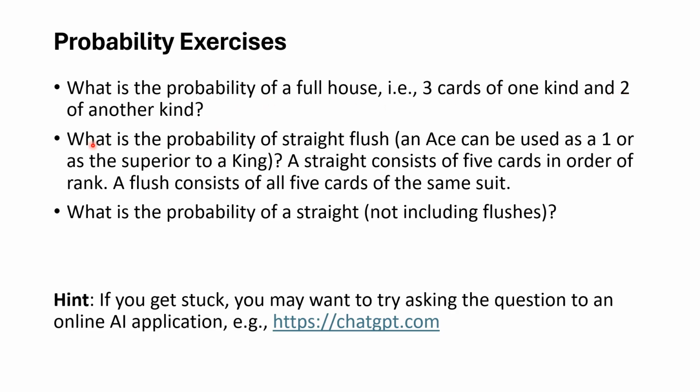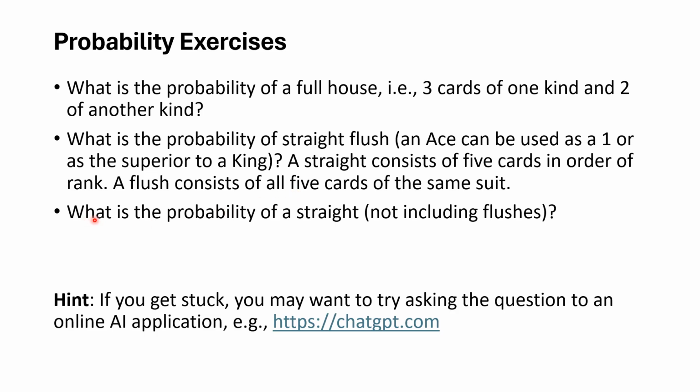The next one is, what is the probability of a straight flush? So there's cards in order, like 2, 3, 4, 5, 6, and they all have to be the same suit, like all hearts or all clubs. And you can use an ace as either a 1, so you could do 1, 2, 3, 4, 5, or you could use it as a card superior to the king. So it'd be 10, jack, queen, king, and ace. That would be another straight. And then again, they'd have to be all the same suit, hearts, clubs, spades, or diamonds, in order to be a straight flush.